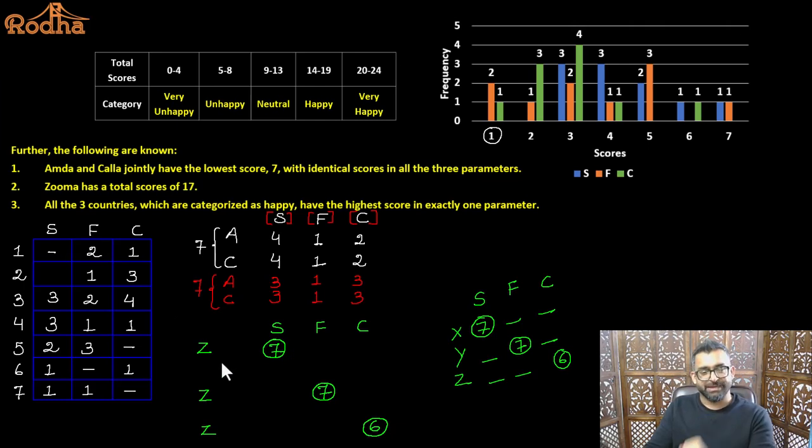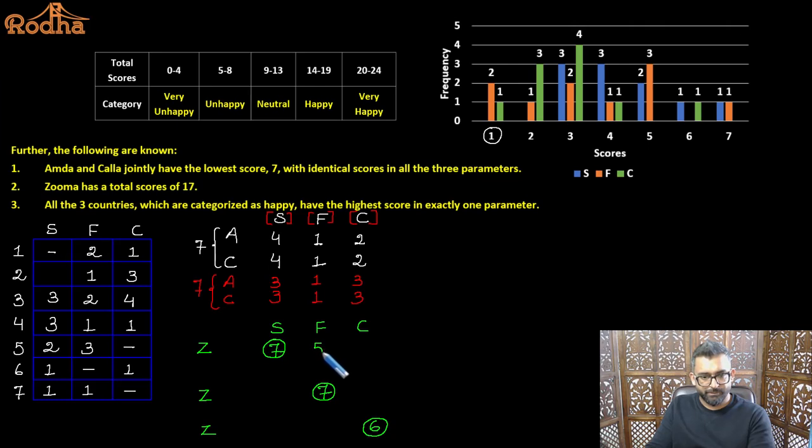How do I make 17 in that case? Let's understand how do I make 17. Okay. If 7 is there, I cannot assign 7 here. Fine. If I assign 5 here, 7 plus 5 is 12. 12 plus 5 is 17. Not possible. Why? Because 2 times 5, I don't have 5 in C.